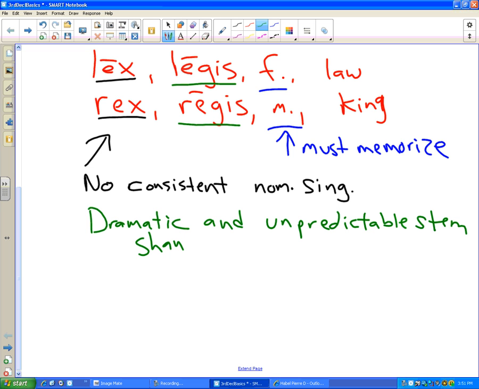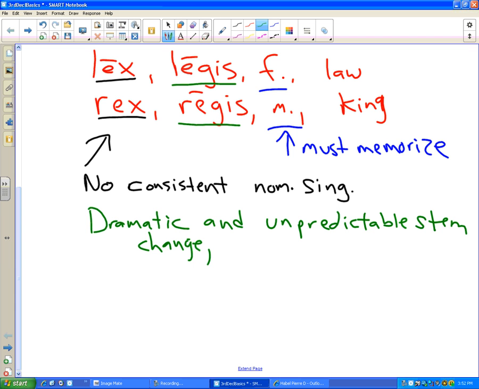Now, you might say, wait a second, it's very predictable. Lex went to legis, and so Rex is going to go to regus. But when you look at the vocab entry for pox, pocus, meaning peace, you're going to see a contrast where the stem involves the letter C, not the letter G. So they're going to be, largely speaking, unpredictable stem changes that occur.